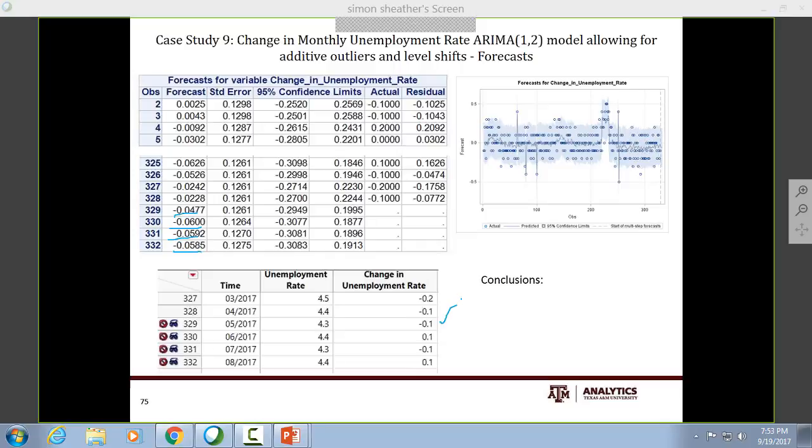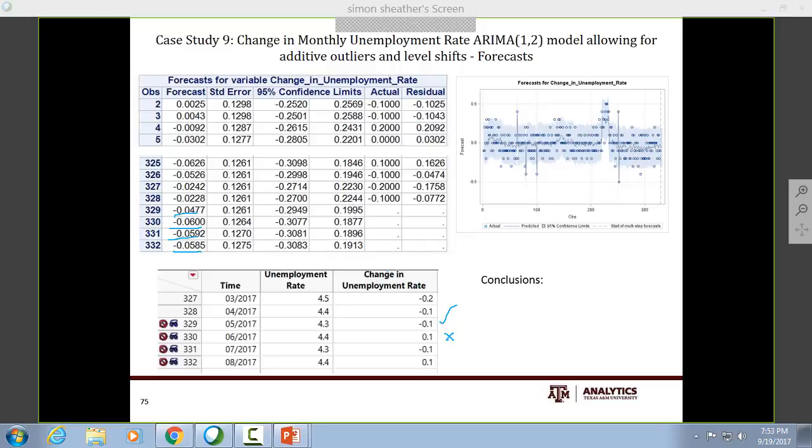Oh, this is the actual. Yeah. What about here? Oh, these are the actuals? These are the actuals. Okay. Yes? No, not bad. 329, 329, 330, right there, the actuals.